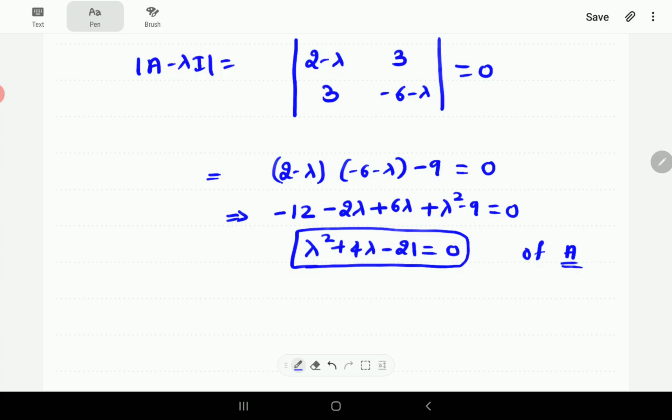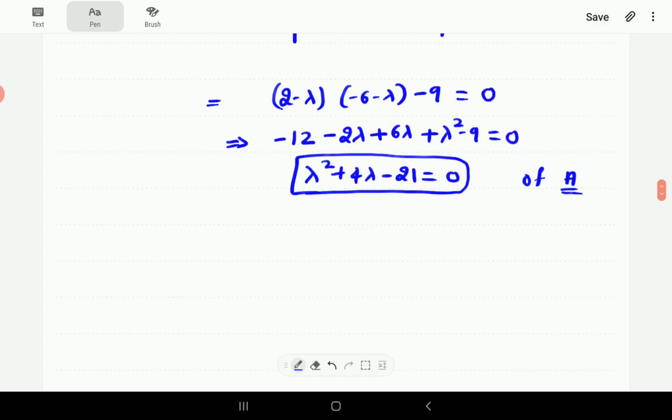If they further ask you to calculate the eigenvalues, then you will solve it for lambda and find the eigenvalues for the corresponding equation. So if they ask you only up to the characteristic equation, we will solve up to here. And if they ask us to find the eigenvalues, we'll go further.